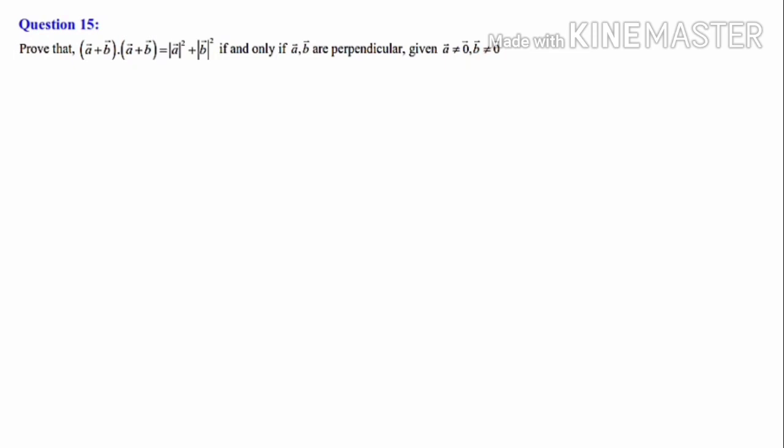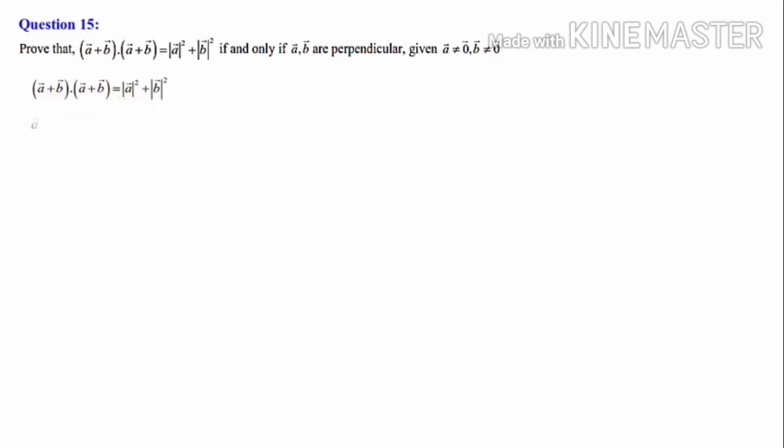So there is a statement: (vector A + vector B) dot (vector A + vector B) is equal to modulus of A squared plus modulus of vector B squared, if and only if A and B are perpendicular. So let's take this statement first and we have to come to the conclusion that A and B are perpendicular. So when you take the given statement, (vector A + vector B) dot (vector A + vector B) is equal to modulus of vector A squared plus modulus of vector B squared.